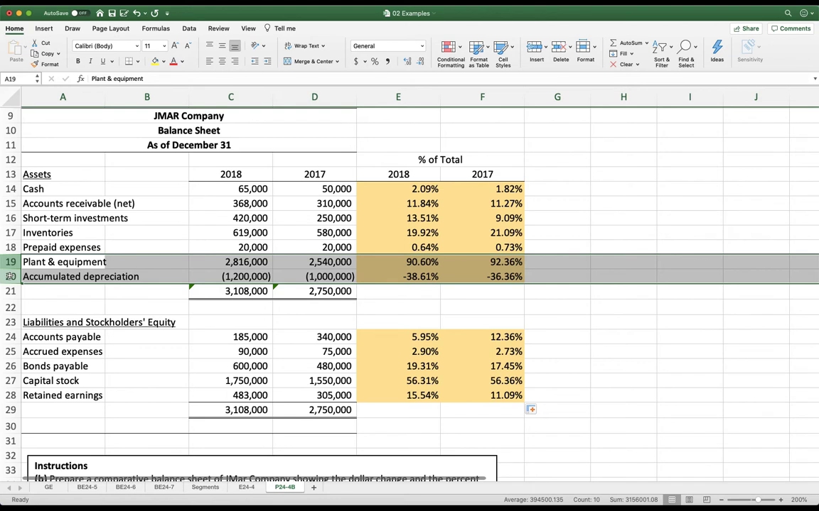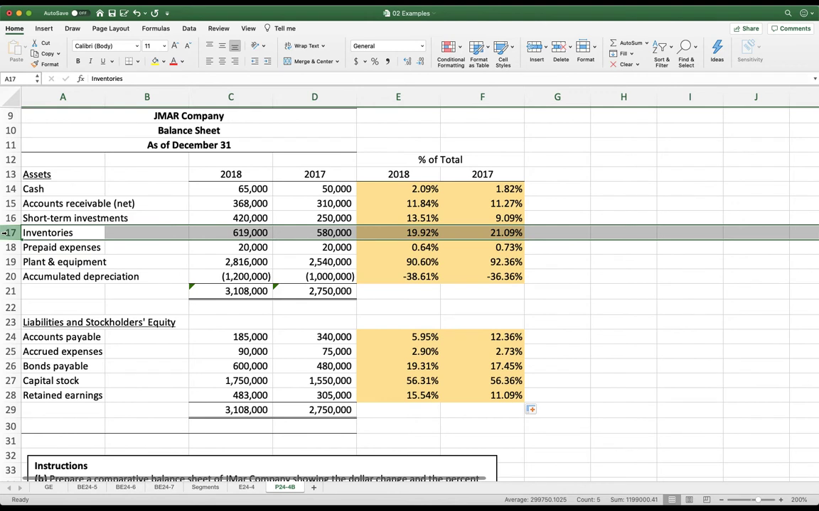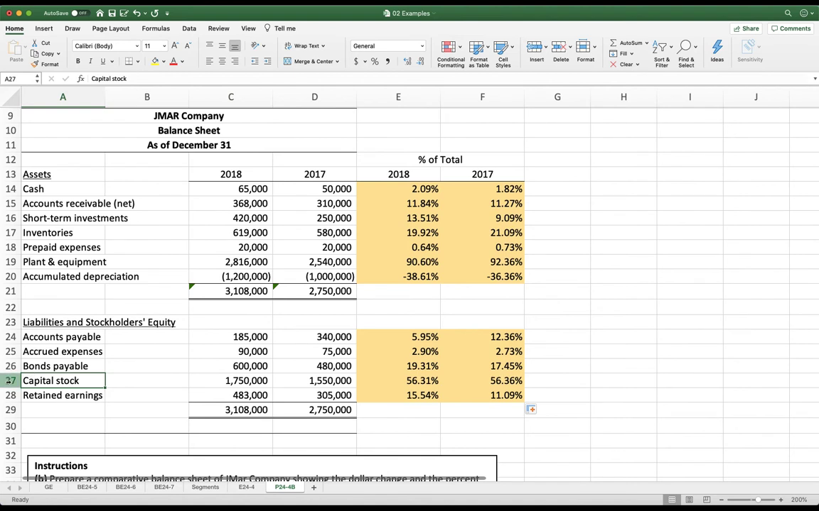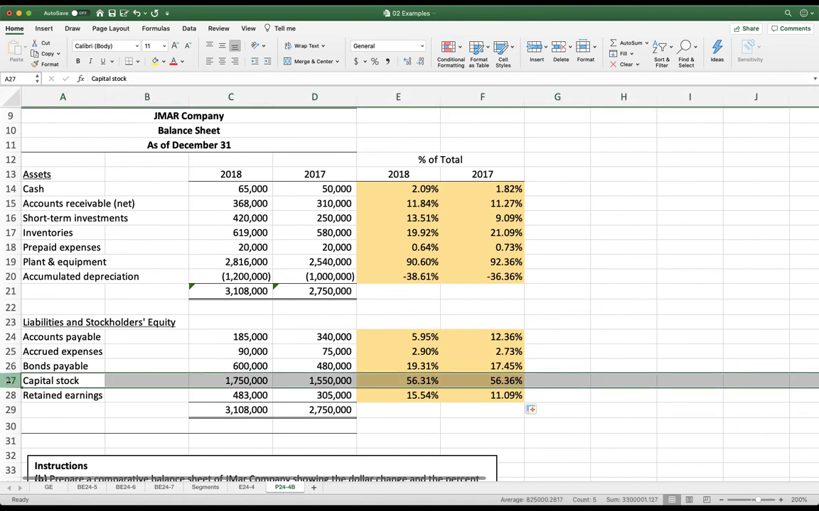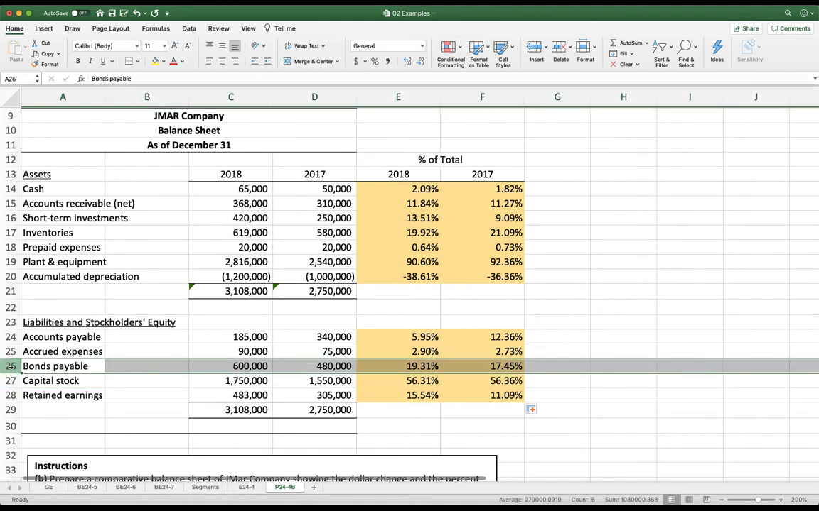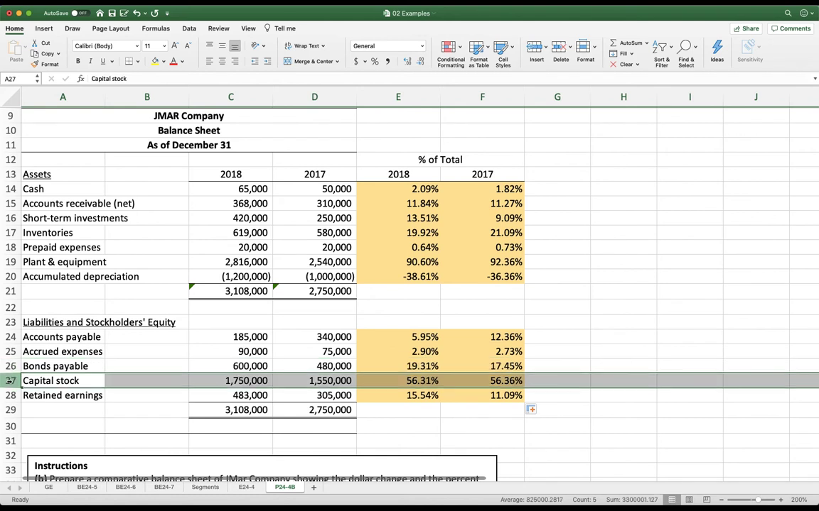So that might give us a clue that this is a manufacturing company. We also see they have quite a bit of inventory, which goes along with what we're thinking. If we look at the other side of the balance sheet, we see that they have quite a bit of stock as opposed to bonds. So we have 56% versus 19%. And so that shows me that they have chosen to finance this company through stock as opposed to debt.